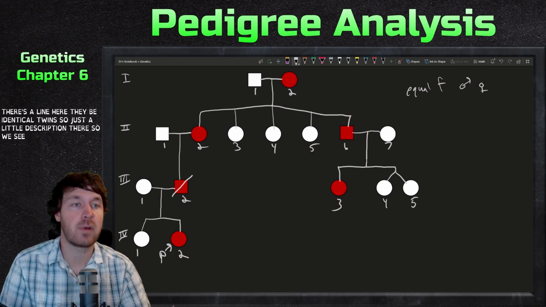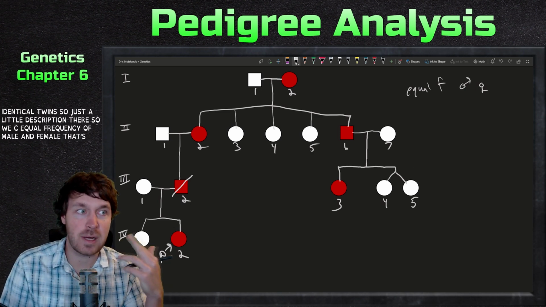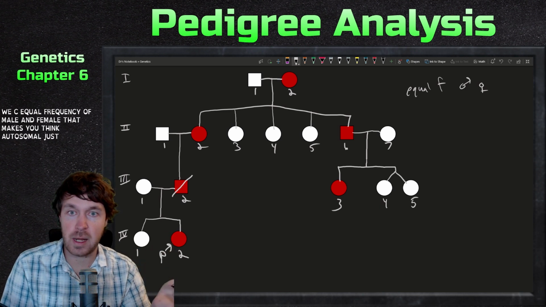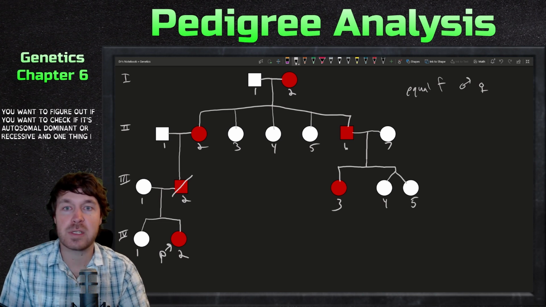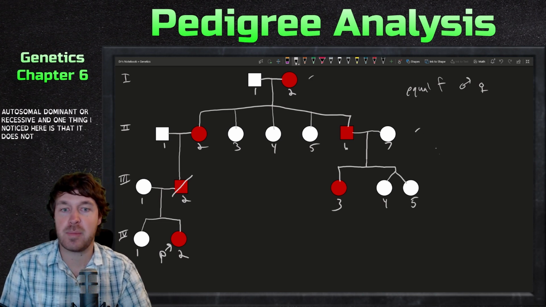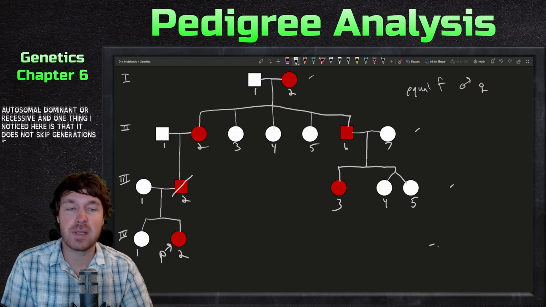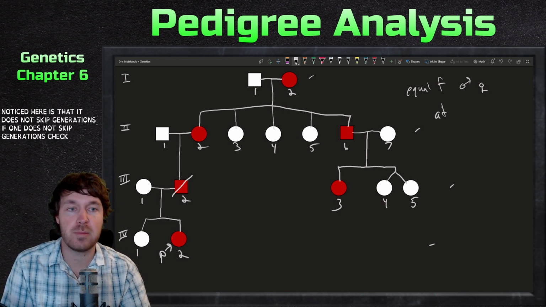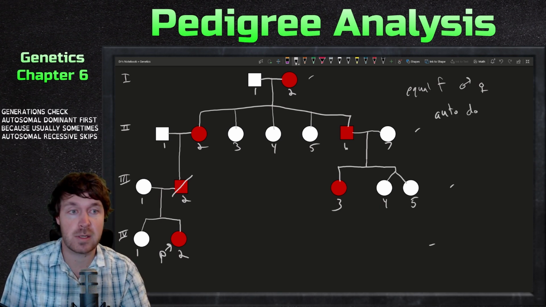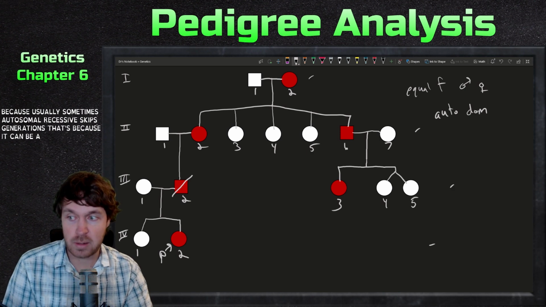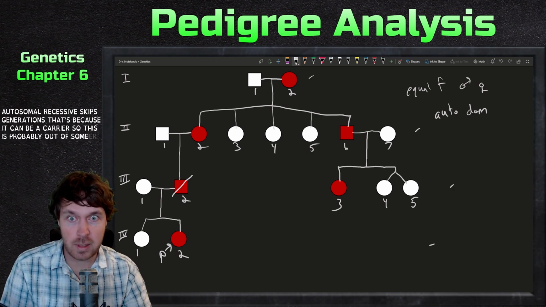So we see equal frequency of male and female. That makes you think autosomal. So start thinking autosomal. Then you want to check if it's autosomal dominant or recessive. And one thing I notice here is that it does not skip generations. If it does not skip generations, check autosomal dominant first. Because usually, well, sometimes autosomal recessive skips generations. That's because it can be a carrier. So this is probably autosomal dominant.